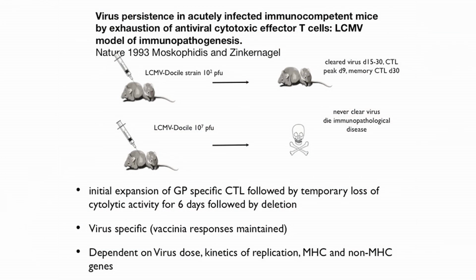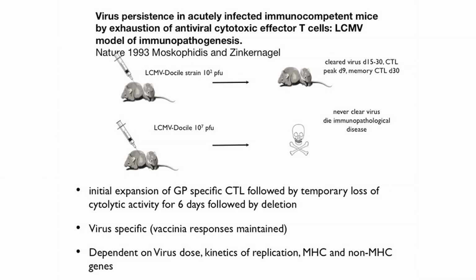Classically, the LCMV mouse model was the first model to be shown in 1993 by Zinkernagel's group that T cell dysfunction occurs. If you give a low dose of a certain strain of LCMV, the virus is actually cleared, and it's cleared because you can see a good CTL response. But if you use the same strain and use higher amounts of virus, then all of a sudden the virus isn't cleared and the animal dies of immunopathologic disease.